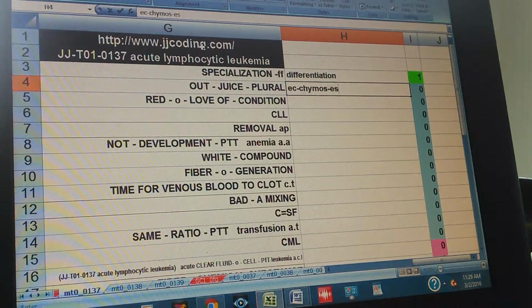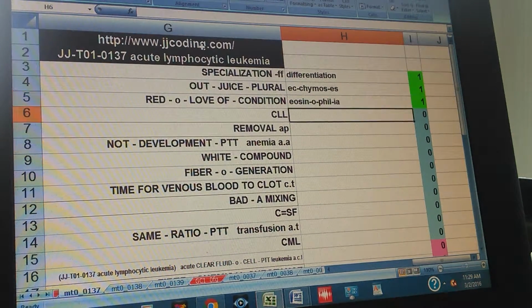Out, juice, plural. Ecchymosis. Red, O, love of, condition. Eosinophilia. Now this is an acronym, okay? CLL. Chronic lymphocytic leukemia.